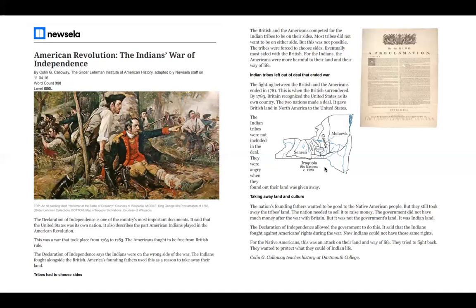The Declaration of Independence is one of the country's most important documents. It said that the United States was its own nation. It also describes the part American Indians played in the American Revolution. This was a war that took place from 1765 to 1783. The Americans fought to be free from British rule. The Declaration of Independence says the Indians were on the wrong side of the war. The Indians fought alongside the British. America's founding fathers used this as a reason to take away their land.